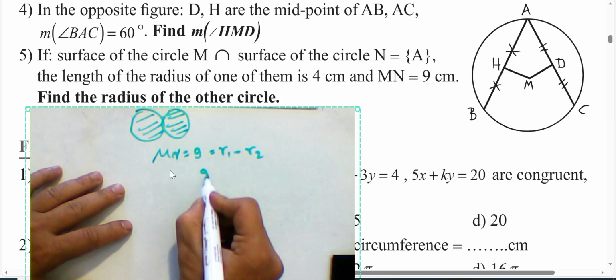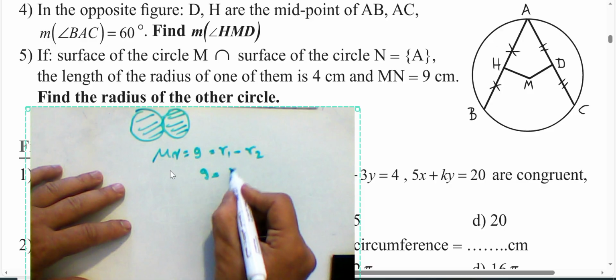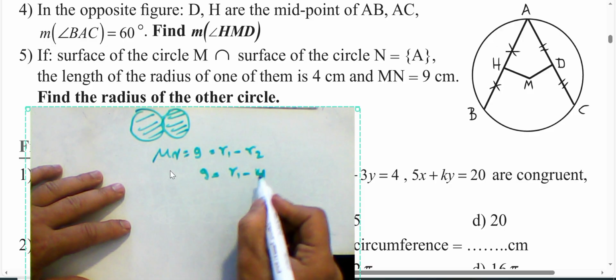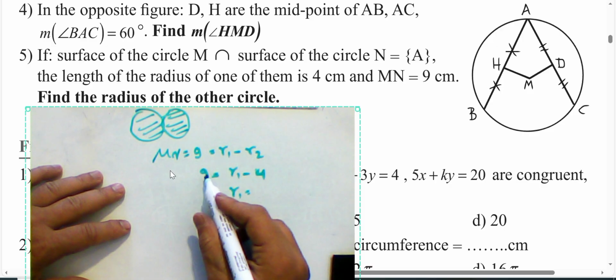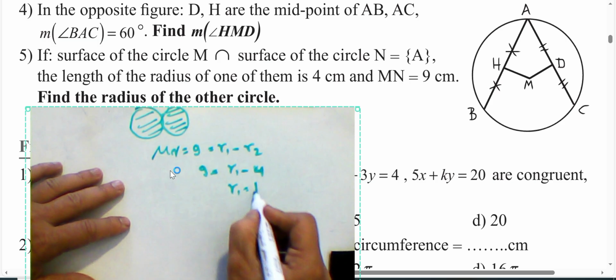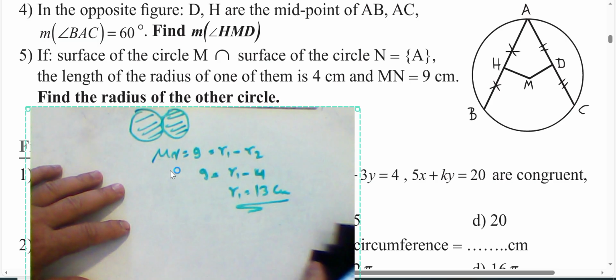Okay, what is the radius here? We can write R1 subtract 4. Then the radius 1 will be what? 9 plus 4 equals 13. Then the radius 1 will be 13 centimeters.